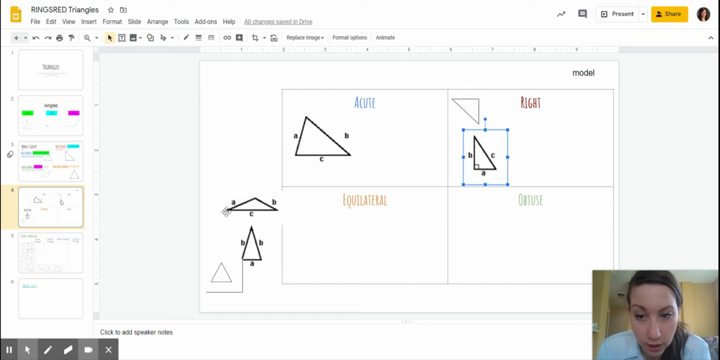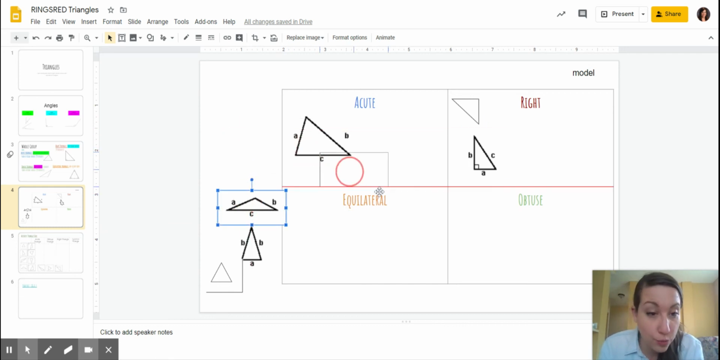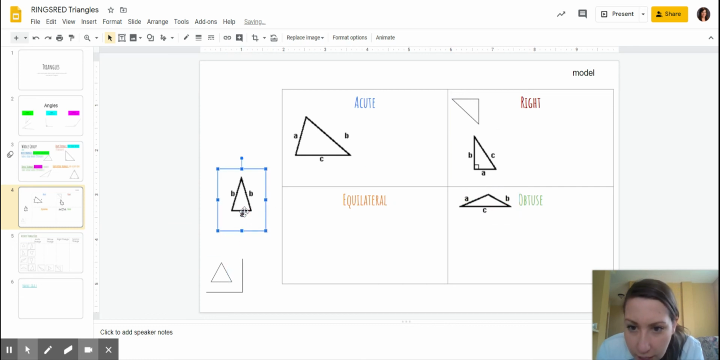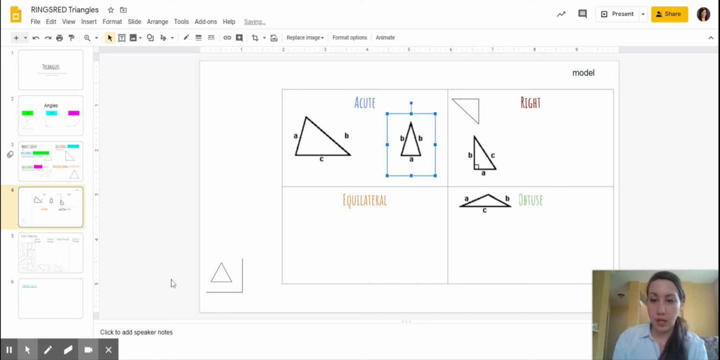Let's look at each angle. This corner angle, acute. This one is obtuse and acute. If it has one obtuse, it is obtuse. This guy is kind of hard to see. We've got acute, acute, acute. Oh, it's an acute triangle.